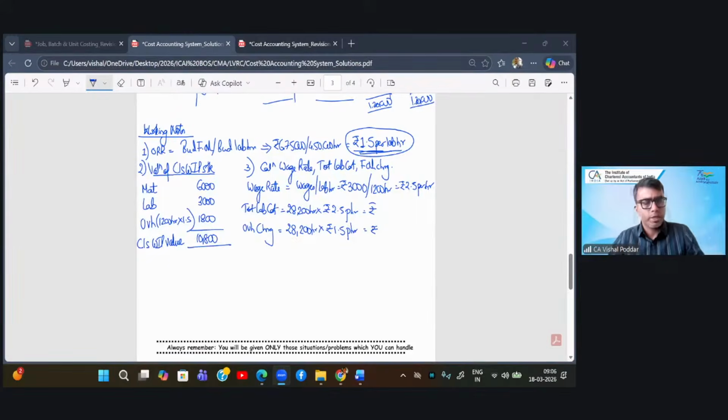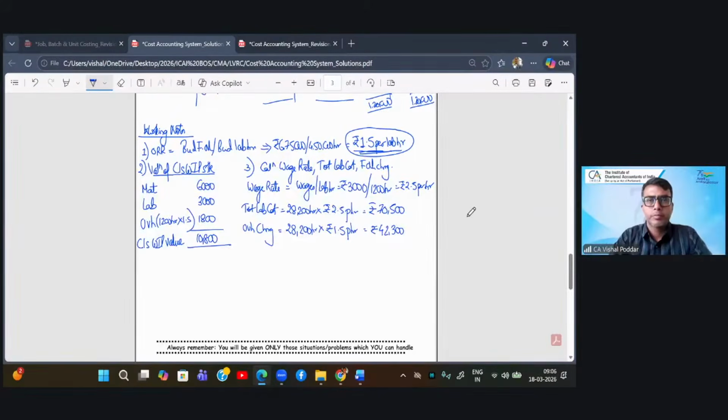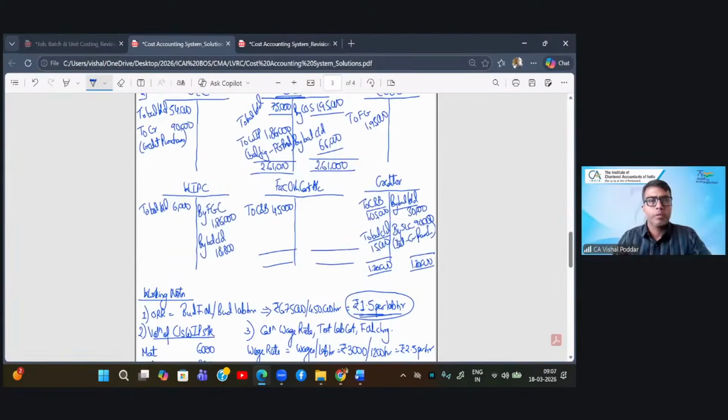So 28, one second, I'll do the calculation. So it is 28,200 multiplied by 2.5. So this is coming to students 70,500, correct? And then multiplying it by 1.5, this is coming to students 42,300. So these are the values that I'm getting. Now, what are the postings?